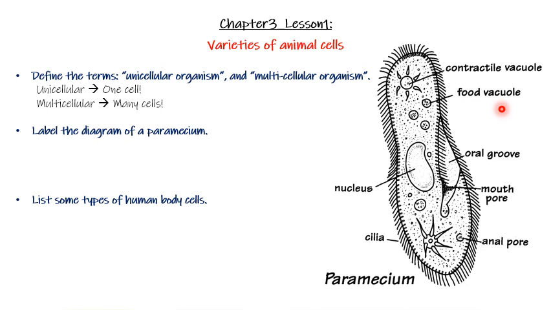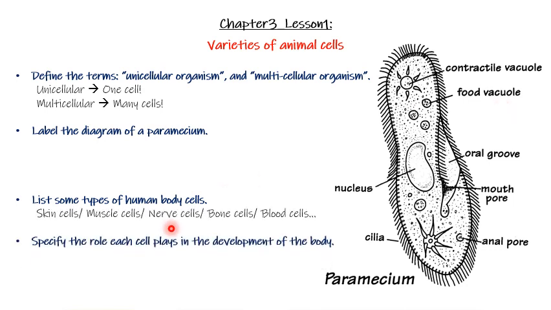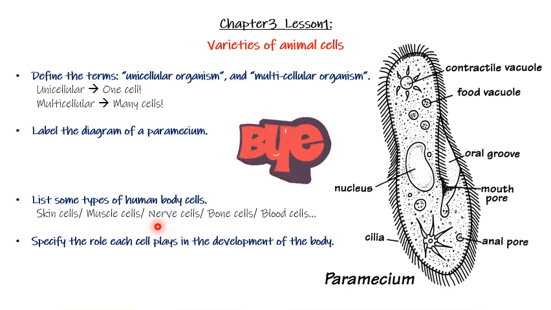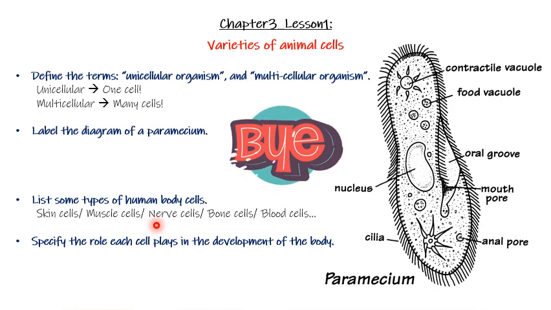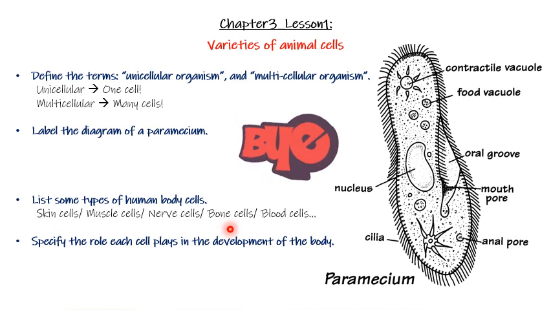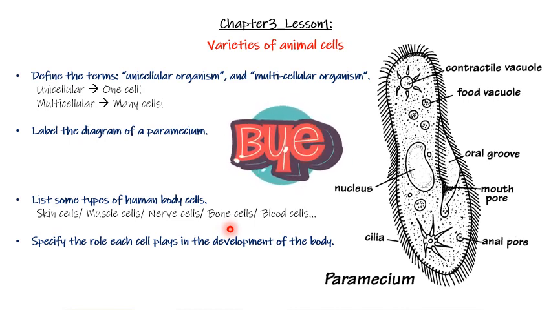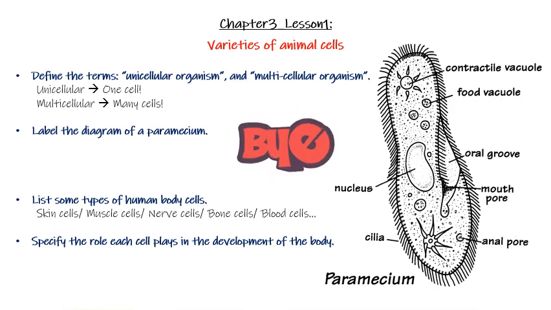The human body is made up of many cells, such as the skin cells, the muscle cells, nerve cells, bone cells, and blood cells. The skin cells that cover our body, the muscle cells that are found in the muscles and that help us to move, the nerve cells that make the nervous system and they help us to feel the environment around us, the bone cells that make our skeleton and the blood cells that are found in our blood.